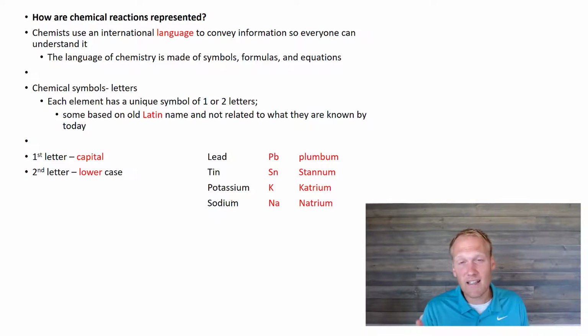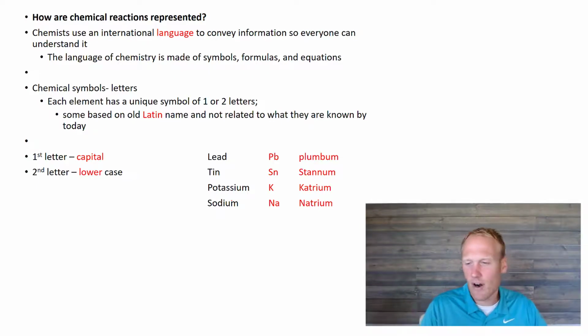At the most basic level, letters, we have chemical symbols. These are found on the periodic table, and typically they correlate with the name of the element. So for instance, nitrogen, the symbol or the letter is just a capital N.